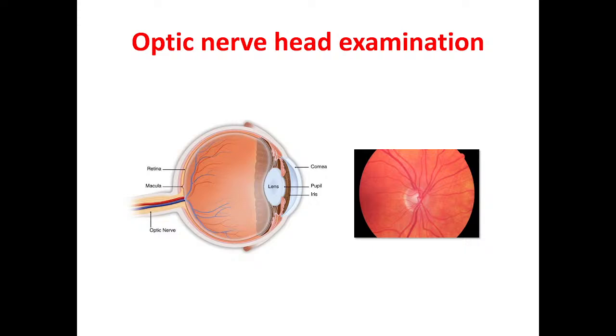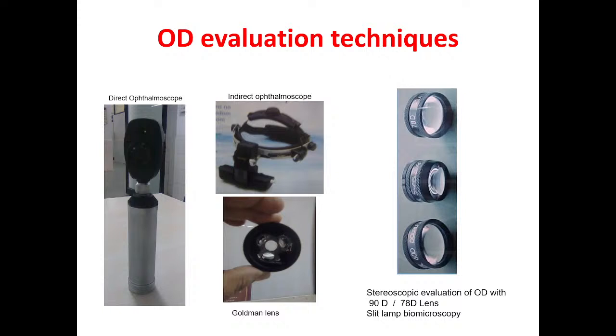Okay. So how do we examine? What are the various instruments to examine the optic nerve head? You must have heard about the direct ophthalmoscope. You must have seen it also. Then we have the indirect ophthalmoscope, which is head mounted, and a lens is used along with it, and then we see the fundus or the optic disc. Then there are the high power lenses, 90D and 70D spherical lenses, which are used along with the slit lamp to examine the disc. So, there are various techniques.